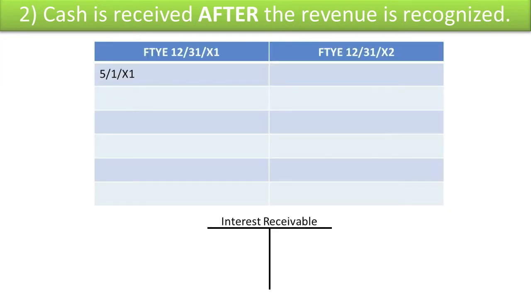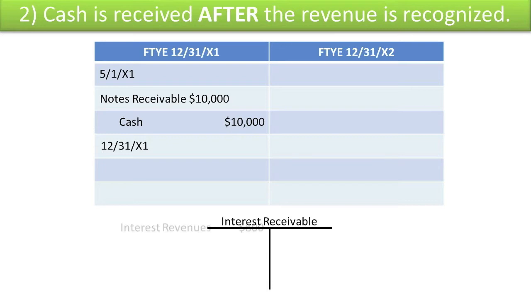On May 1st, X1, lender gave out cash of $10,000, credit to cash. In exchange, it has a note receivable of $10,000, debit to note receivable. As of December 31st, it needs to accrue the interest revenue for the amount it's earned even though it hasn't been paid yet. How much should it accrue?